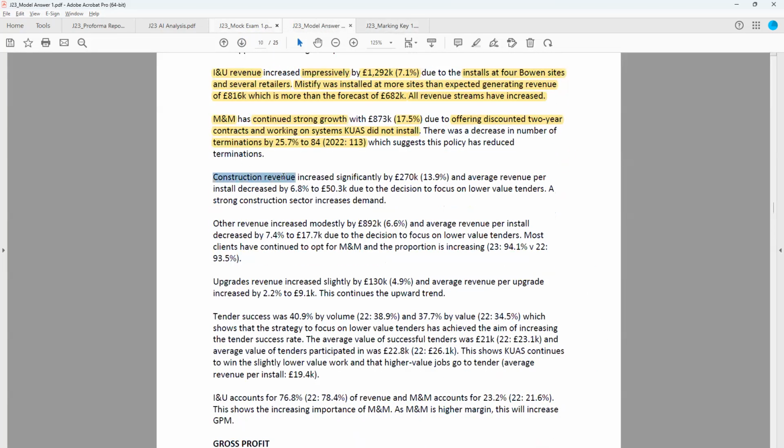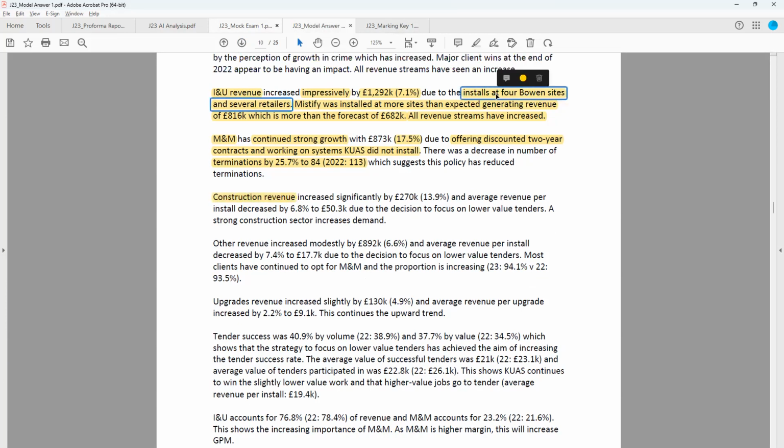And then we just go through all of them. So construction, because I've already used that reason there about Bowen, I wouldn't use it again. There'll only be one mark for it. So we've given the number, and then I've almost gone straight onto the further analysis in that we've looked at average revenue per install, said that's gone down, and that's obviously due to the decision to focus on lower value tenders.